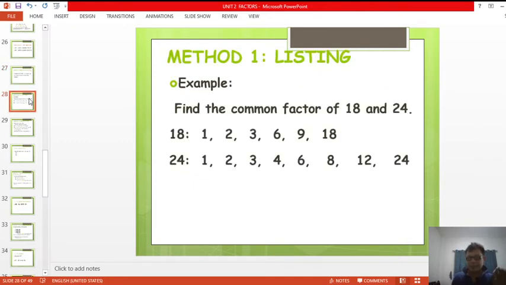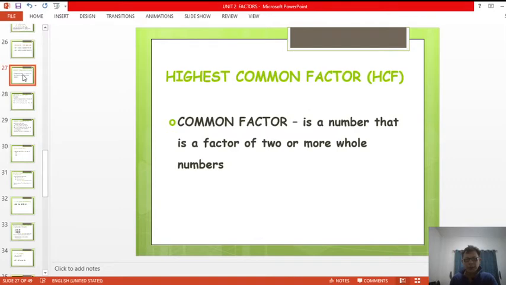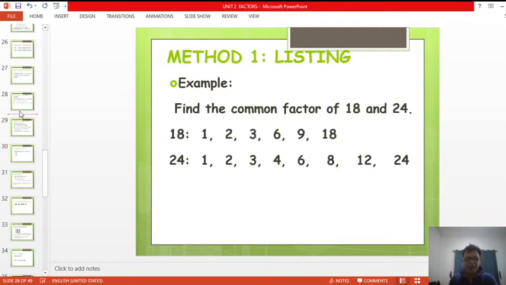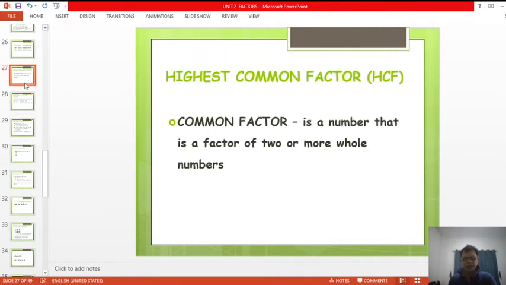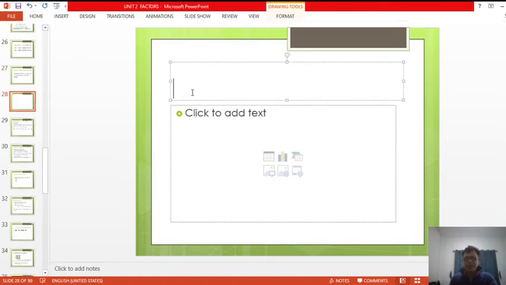Let's say, for example, before that, before we move on to the real example, I would just like to tell you, in finding a highest common factor, there are three methods. What are these three methods?